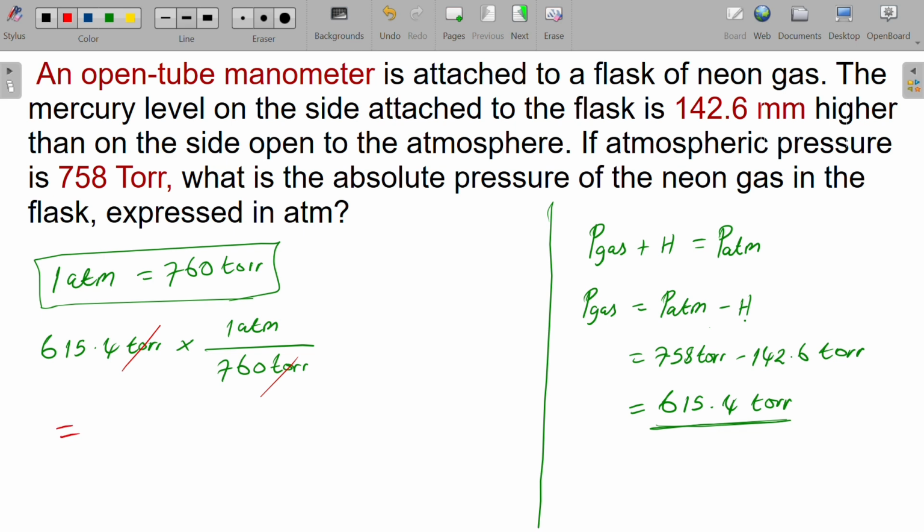So the answer I'm getting when I do that is 0.81 atm rounded off to 2 decimal places. So this is the answer we are looking for in this question. 0.81 atm is the answer that we are finding. So that's how you go about questions that fall under manometers.